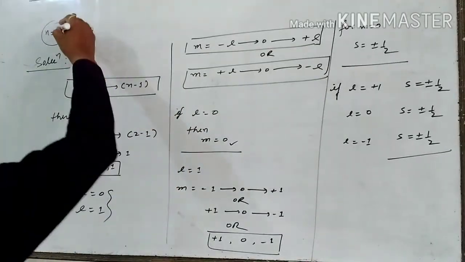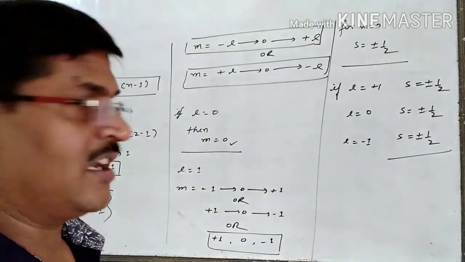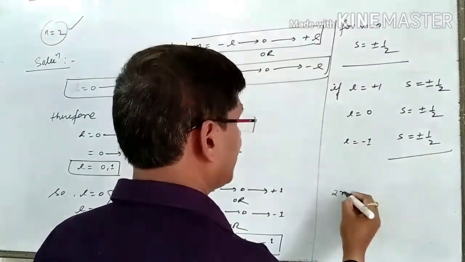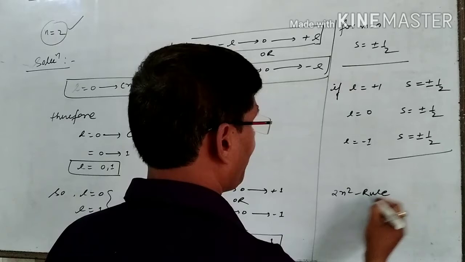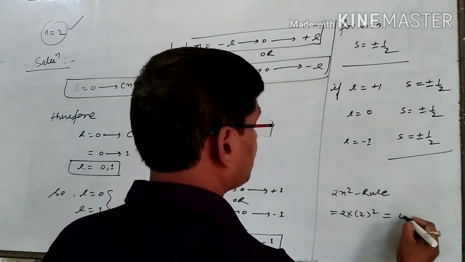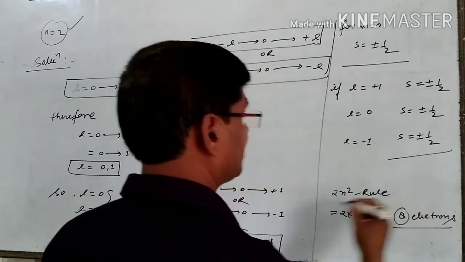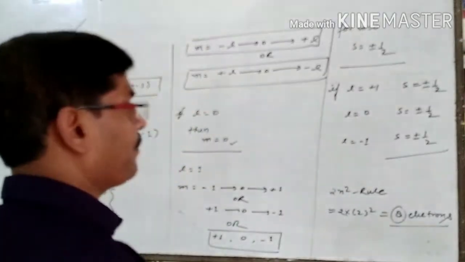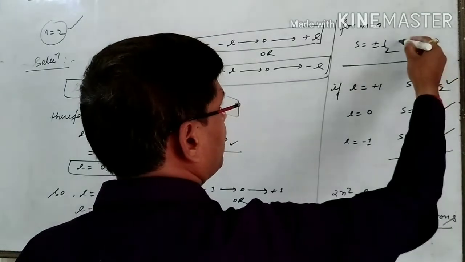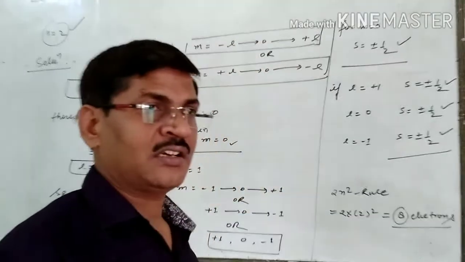Now if you want to check, then how do you have to check? This is the second shell. n is equal to 2 means this is the second shell. And you know how many electrons remain in the second shell? According to the Bohr-Bury 2n square rule, you can check your answer. 2 into square of 2, 2 into 4 is 8, it means 8 electrons are there in the second shell. And if you want to check, you can check. 2 electrons are here, 2 here, 2 here and 2 here. It means 8 electrons. So your answer is correct.